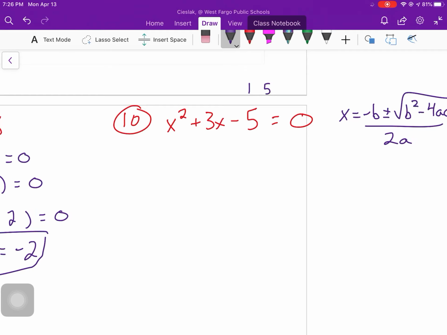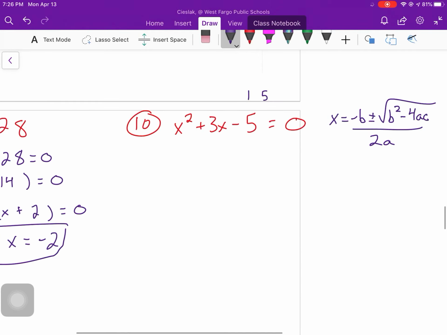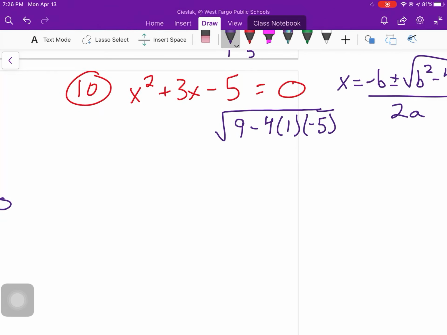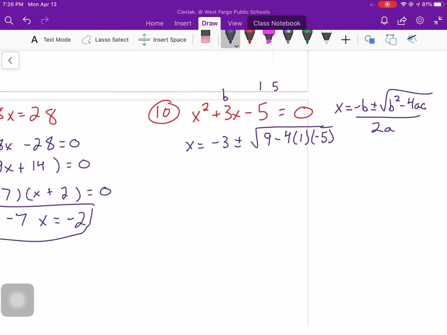Okay, if we do that, I'm going to say x is equal to, b is my 3, so I'm going to say negative 3 plus or minus the square root. Now I'm going to square my b value right away. So I'm going to say b squared is 9, 3 squared, minus 4 times 1 times negative 5. Now be careful with how you type this in. This is 9 minus 4 times 1 times negative 5.